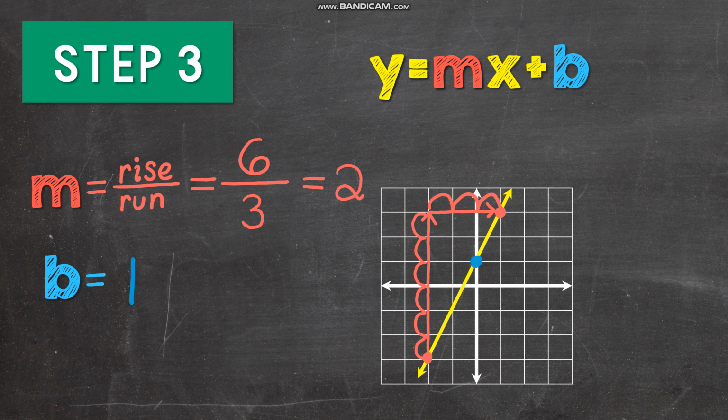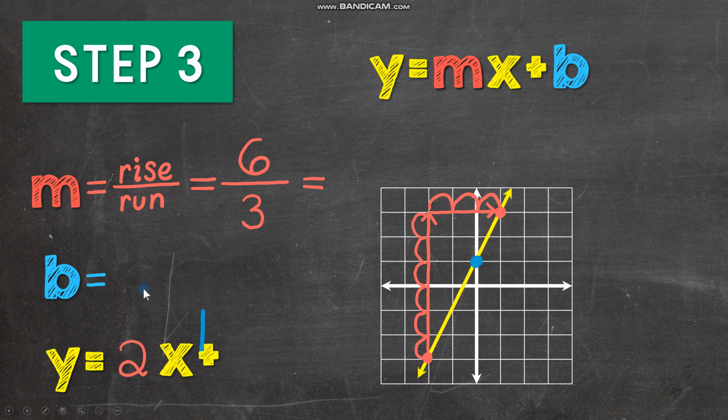All right, our last step. We need to use our formula to plug everything in. So our formula has y equals, so we need that. Our slope we found is 2. Our formula tells us to multiply by x, and then finally add b, our y-intercept, which is 1. And there you go. That's the equation of this line.